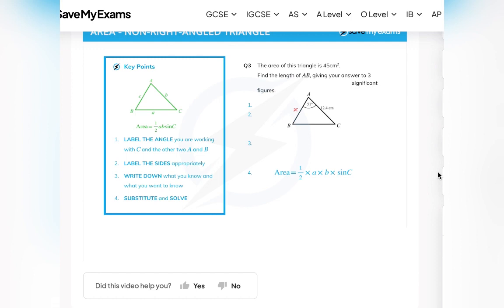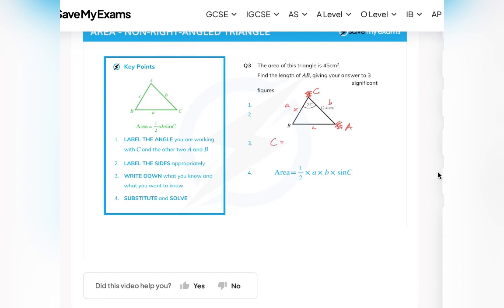Now the triangle is already labelled ABC, but not how we want it. We want the angle that we are working with to be called C. And we're working with the angle that's currently called A. So we're going to need to relabel. So I'm going to call that one C, which makes that side little c. And now I'm going to call this one A, which makes that little a. And I'm going to leave the B as it is, so that one's little b. Write down what we know.